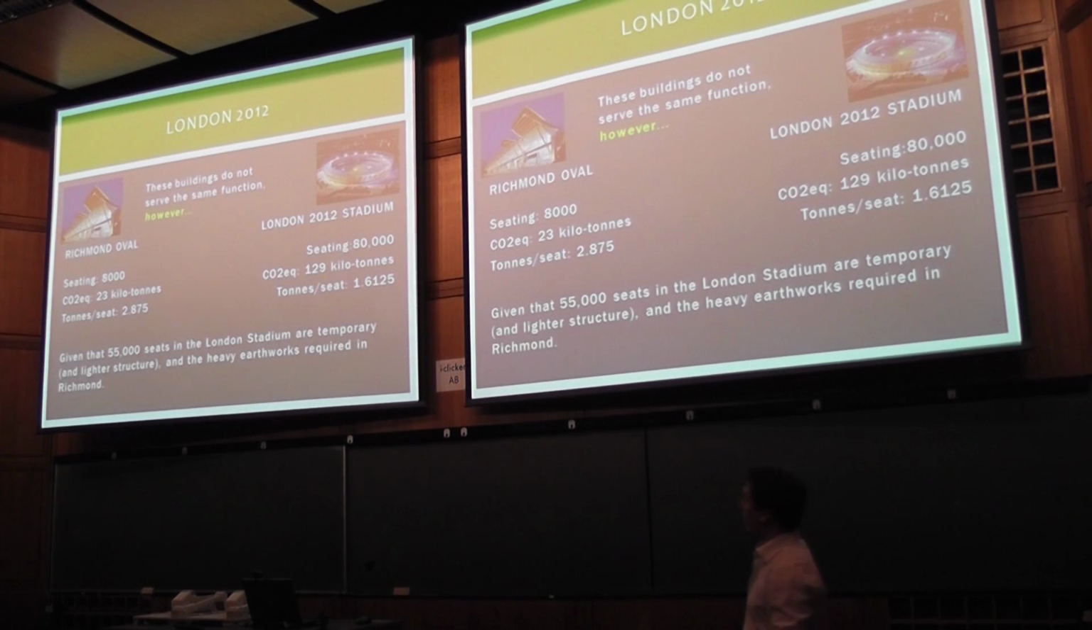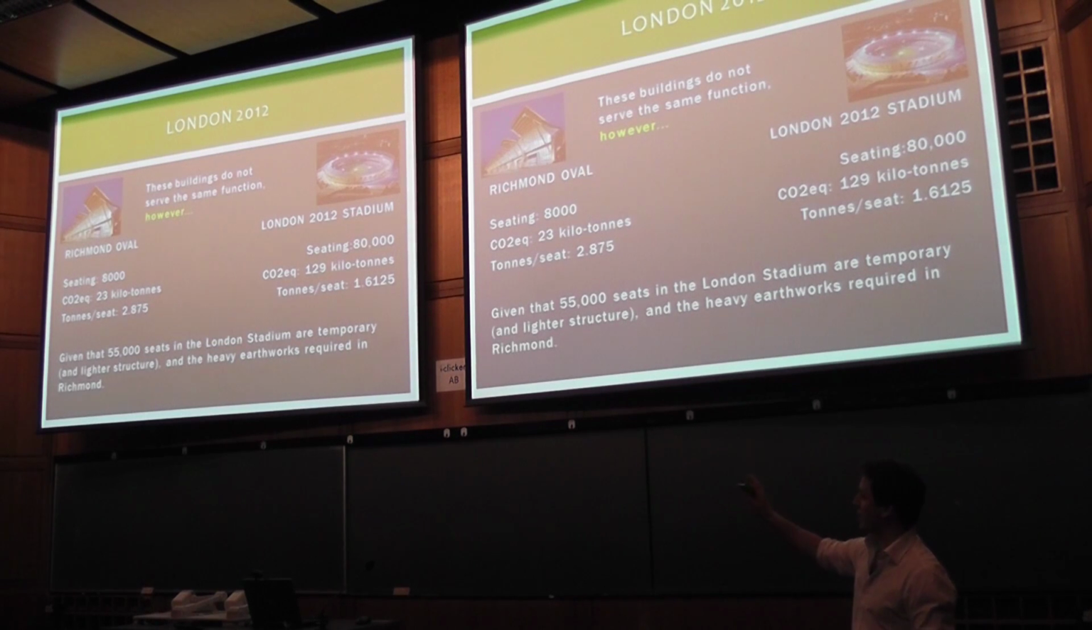Okay, so if we can compare 2 buildings, one from our study and one that they did in their London carbon study, let's look at the Richmond Oval and the Olympic Stadium. So we can start by looking at the seating size for the Oval. We can see that there's roughly 8,000 seats in the building. For the London Stadium, you can see that it's 80,000 seats, which is much bigger, which, as you can see, will produce a much greater CO2 equivalent.